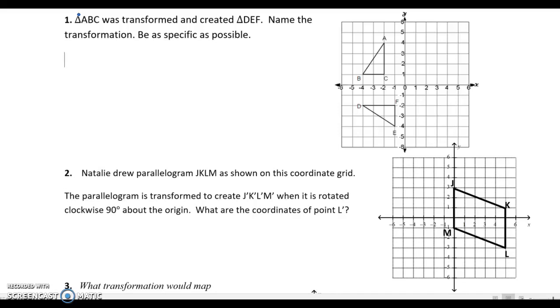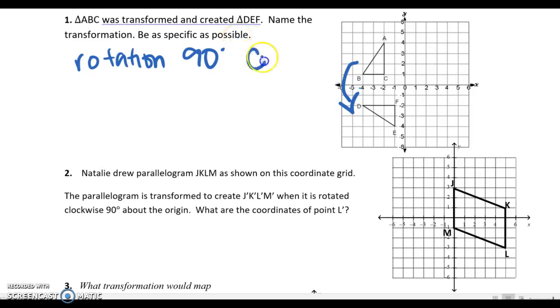For number 1, to transform onto triangle DEF, it is a rotation, 90 degrees, and since it goes to the left, that is counterclockwise. So if you write CCW on the test, that works.